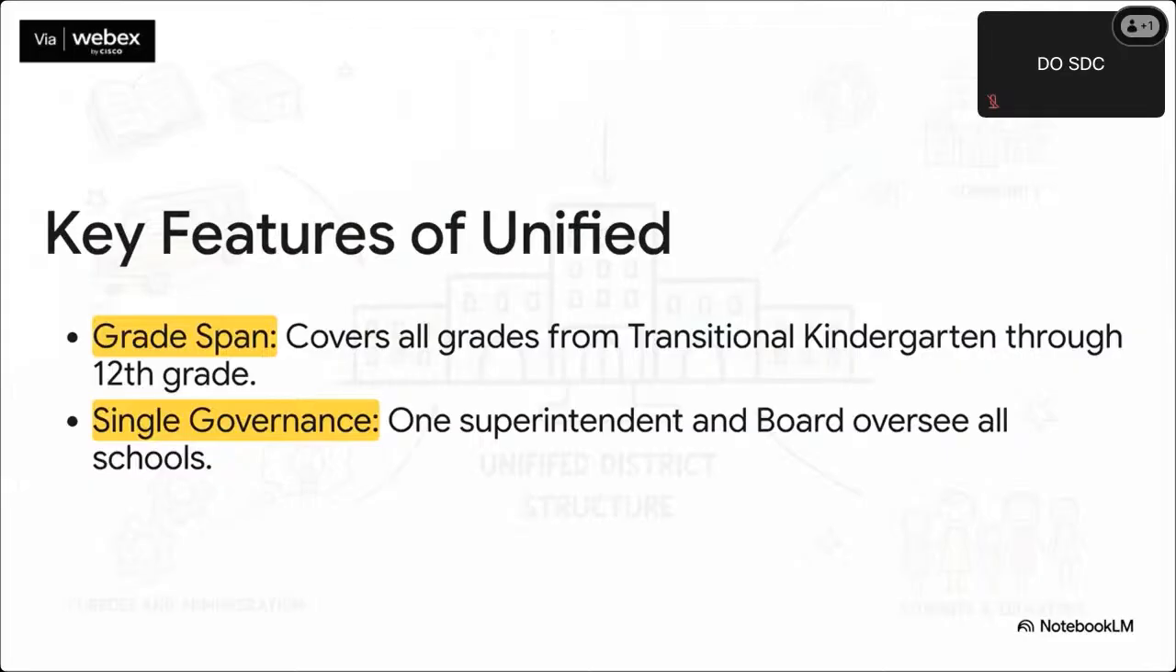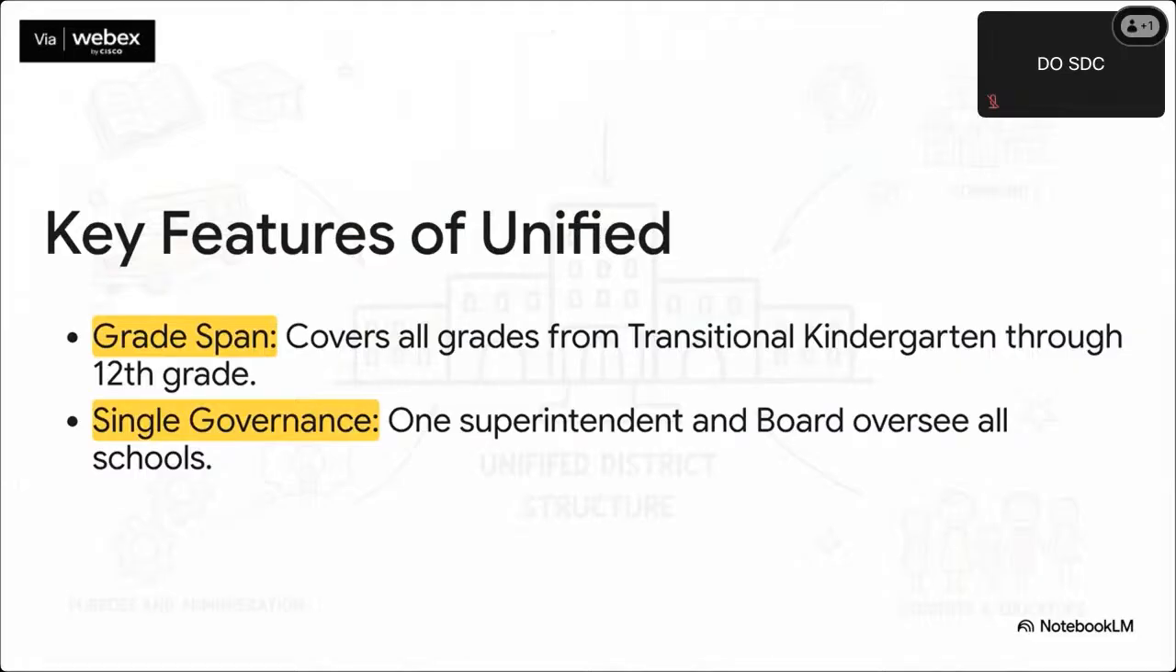First, the grade span. A unified district covers the whole shebang, from the little kids in TK all the way through 12th grade. And second, and this is the real kicker, is the single governance. One superintendent and one board make all the big decisions for all the schools. So why is that such a big deal? It means the curriculum actually lines up from grade to grade, policies are consistent, and they can share resources way more effectively across the whole system.